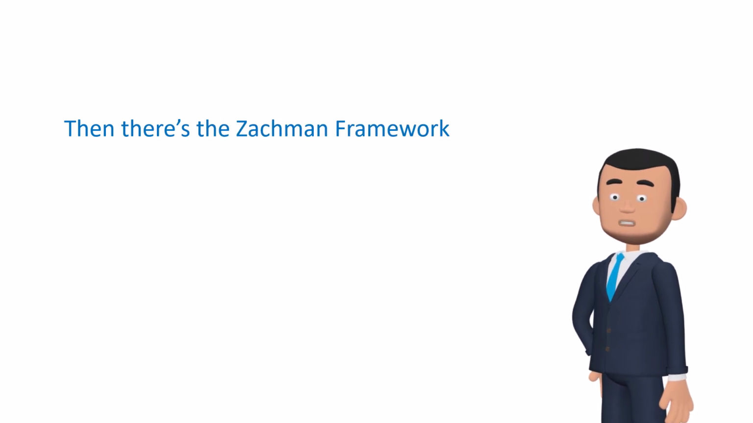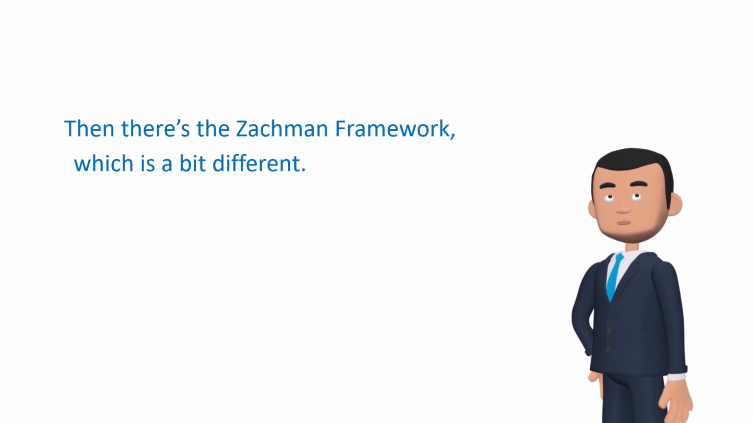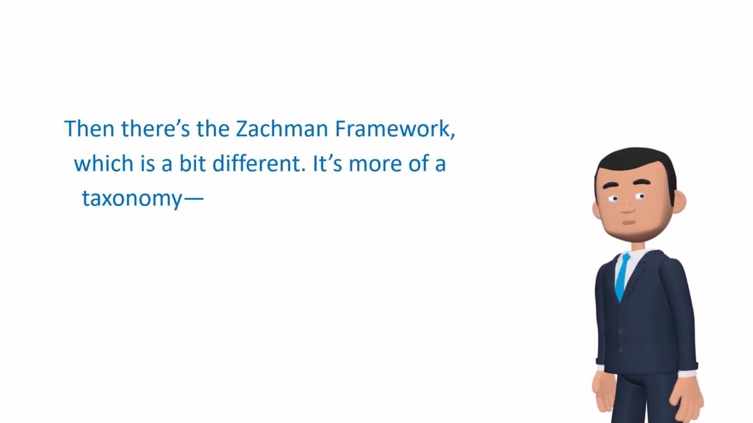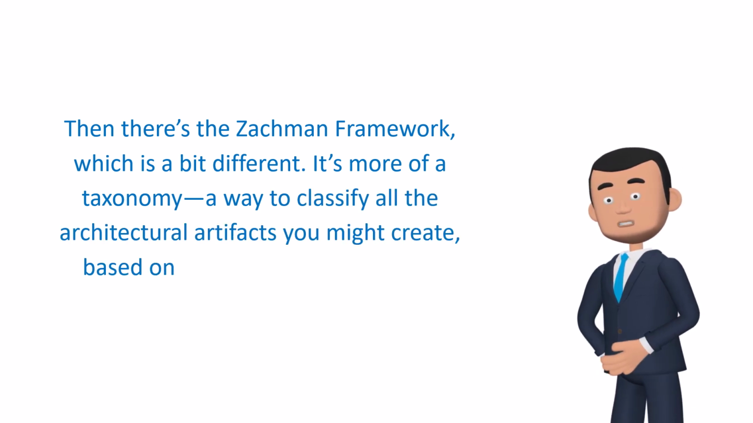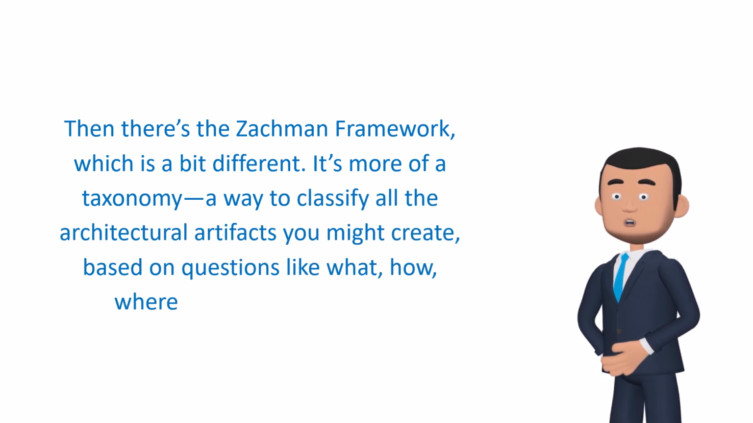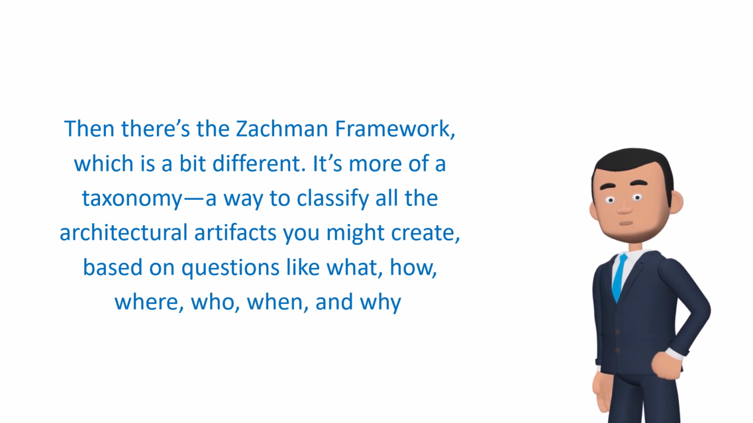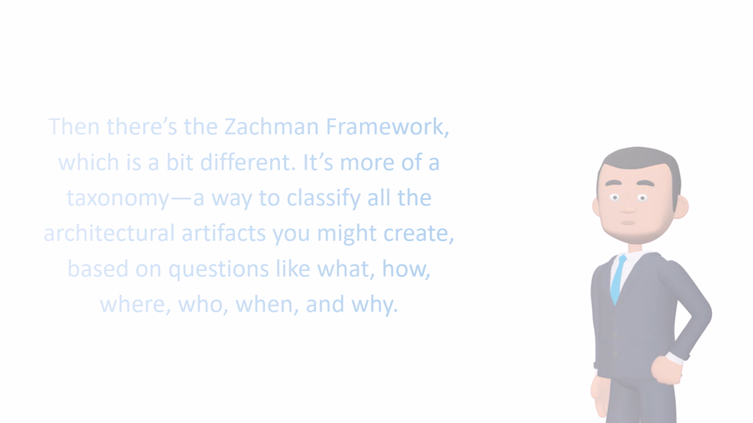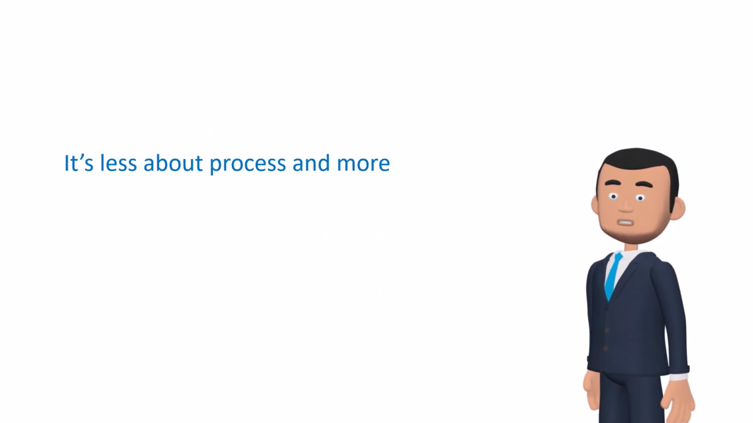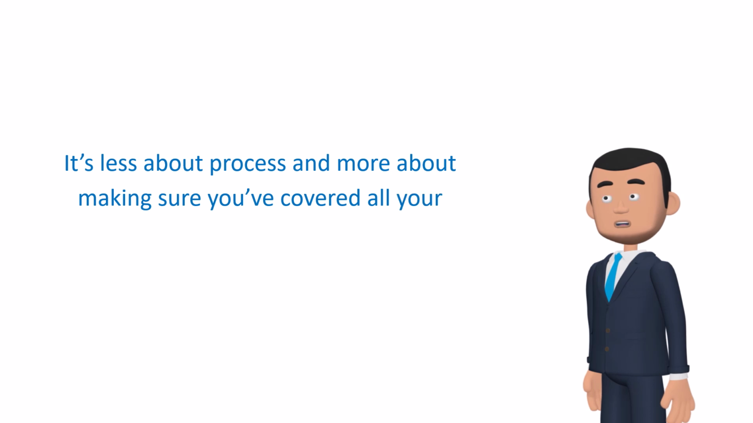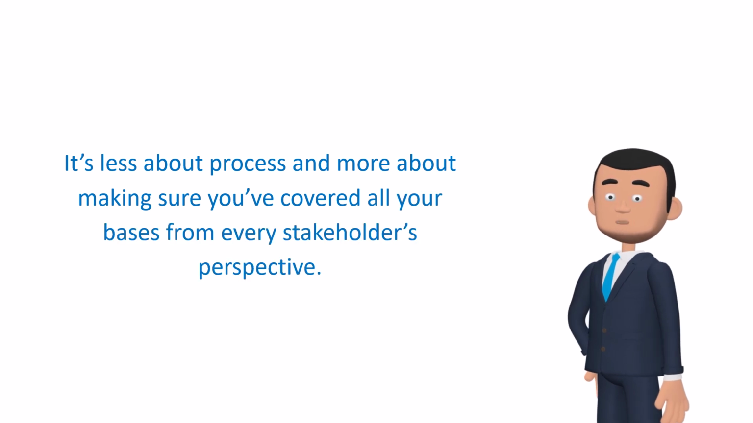Then there's the Zachman framework, which is a bit different. It's more of a taxonomy, a way to classify all the architectural artifacts you might create, based on questions like what, how, where, who, when, and why. It's less about process and more about making sure you've covered all your bases from every stakeholder's perspective.